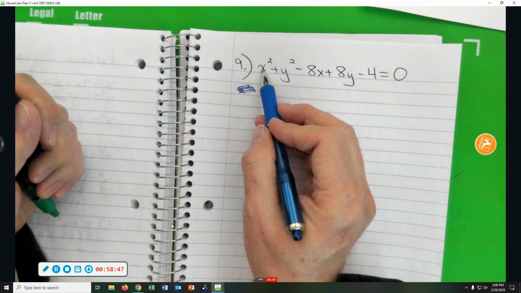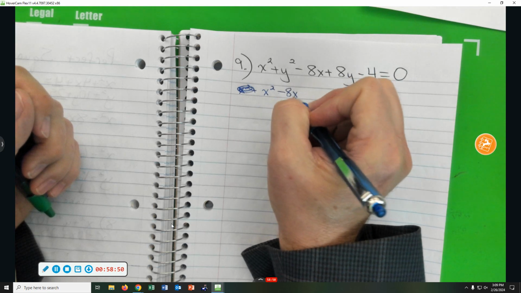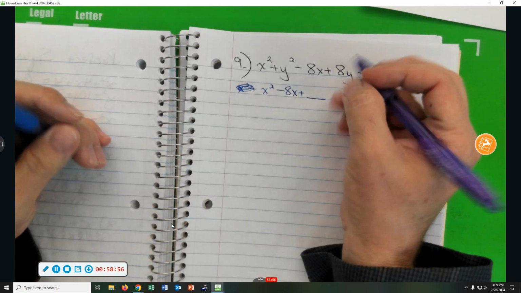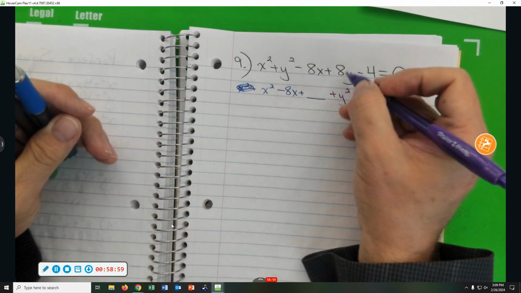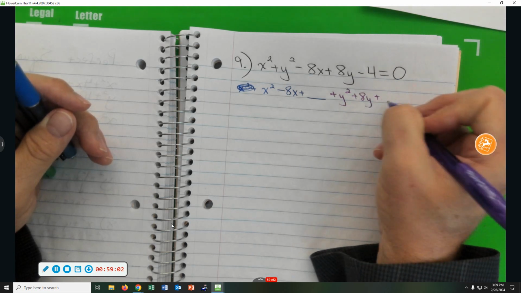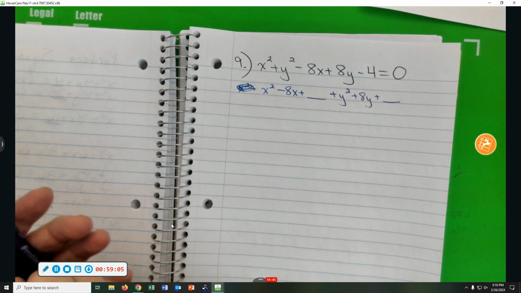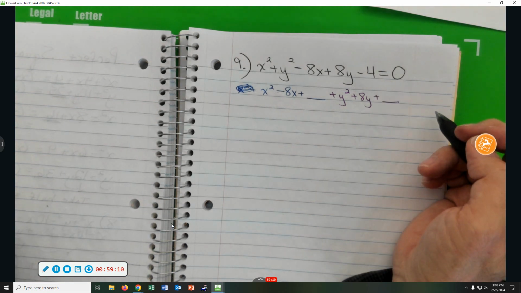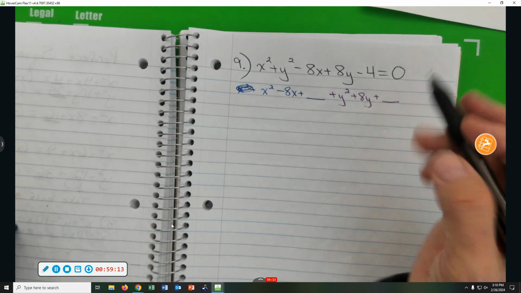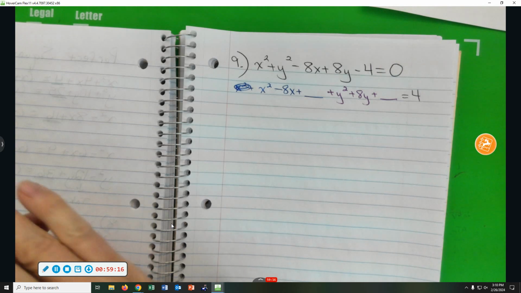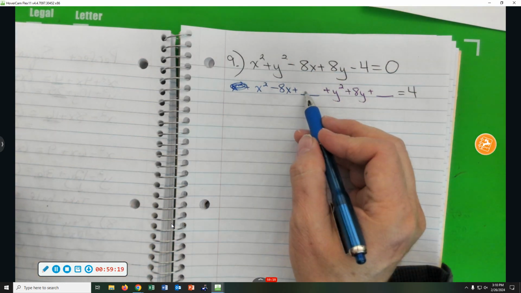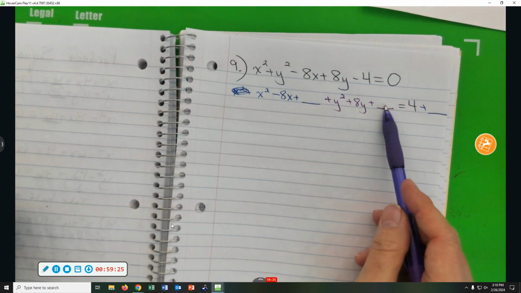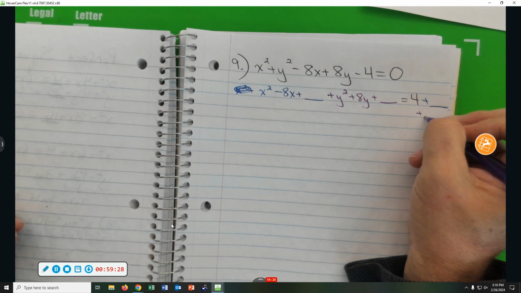Group the x terms together, x squared minus 8x, plus skip some space. Then group the y terms together, y squared plus 8y, plus skip some space. What are we going to do with this -4 here? Move it over. That gives me a +4. Realize whatever number in the blue blank we add on the left side, we'll have to add it to the right. Whatever number gets put in that purple blank on the left will have to be added to the right as well.